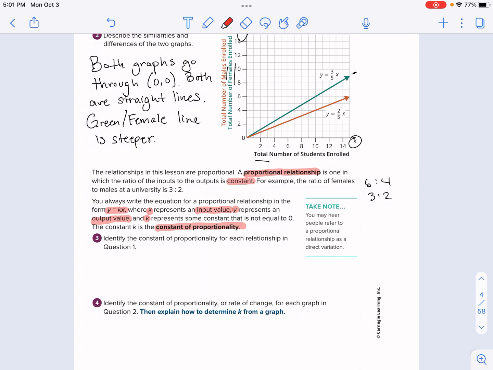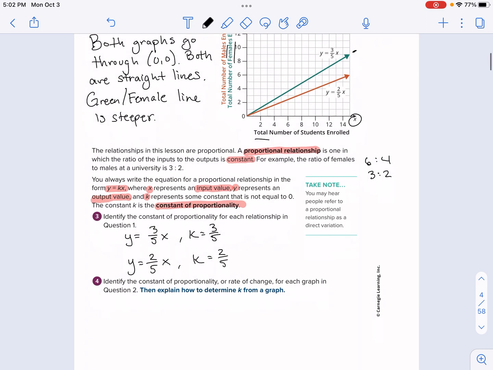So number 3, identify the constant of proportionality for each relationship in question 1 on the previous page. So we're just going to do it for maybe 2 or 3 of them. The first one that we got was y equal to 3/5 x. So the constant of proportionality, k, is 3/5. All right. The second one, on the previous page again, was y equal to 2/5 x. So the constant of proportionality, k, is equal to 2/5. So nothing too complex there. We'll leave it at that, just going through the first 2 problems.